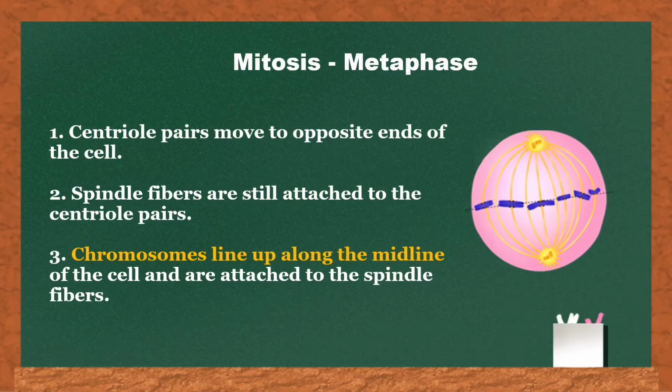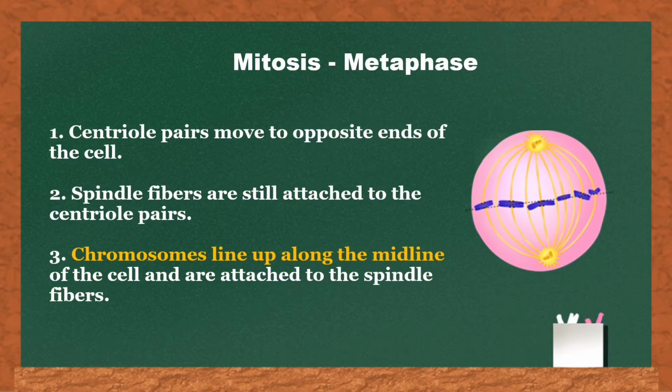The second stage is metaphase. Centriole pairs move to opposite end of the cell. However, spindle fibers are still attached to the centriole pairs. You can see on this picture here that they are moving on the opposite end of the cell.